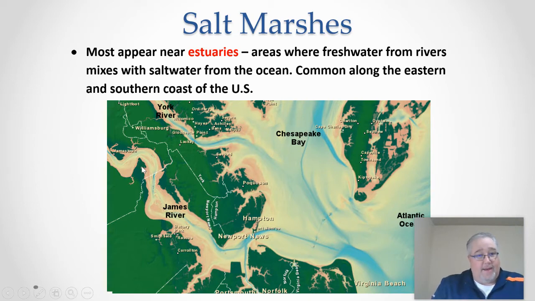So we get an interesting diversity of living things that can live in these areas because some things are a little bit more tolerant to salt, some are a little bit more tolerant to fresh water. But this is a nice mix where a lot of things can survive because it's not too salty and it's not too fresh. It's a mixture of both.